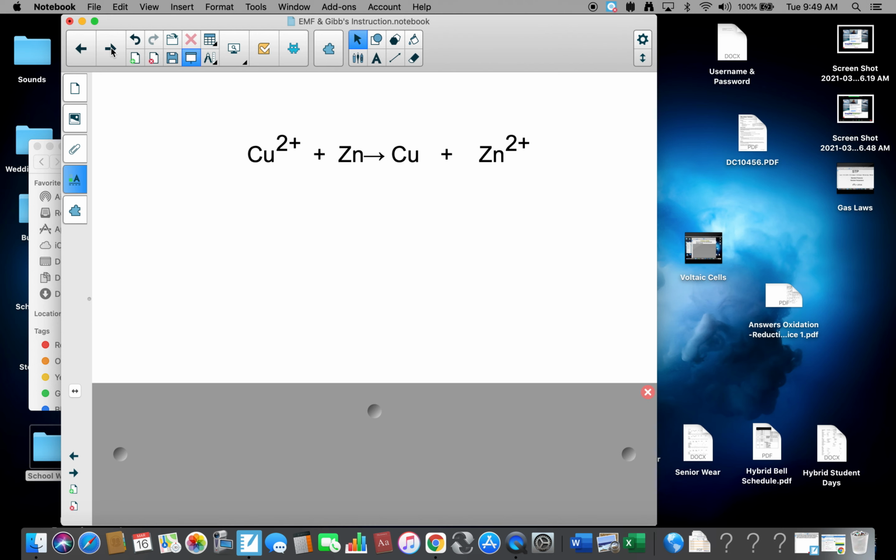Copper ion plus zinc gives me copper plus zinc ion. We're going to split that into two half reactions for zinc and copper. So copper is going to have 2 electrons over here to balance it up, and zinc is going to have 2 electrons over here to balance it up. Since I'm losing the 2, the zinc is oxidized. Since I'm gaining the 2, the copper is reduced.